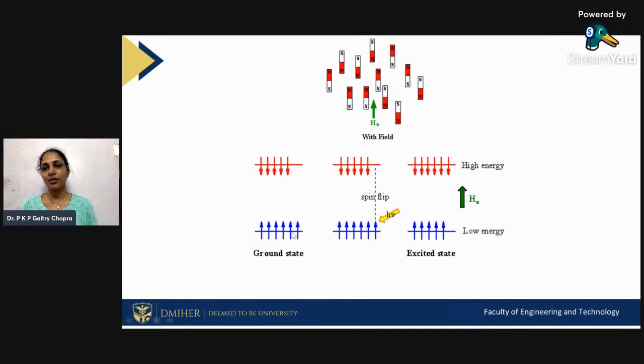See the blue nucleus that was in the ground state, in the direction of the applied magnetic field. When it has absorbed energy and goes to the higher energy state, it has a flip in its spin. If this happens, only then can we say that our atomic nucleus is in resonance with the applied magnetic field. Next.